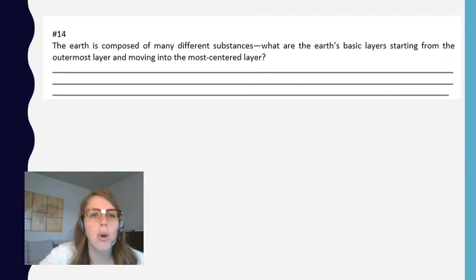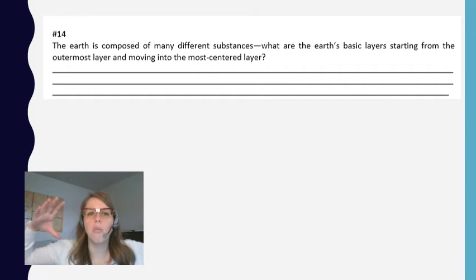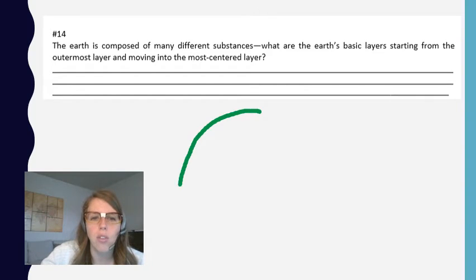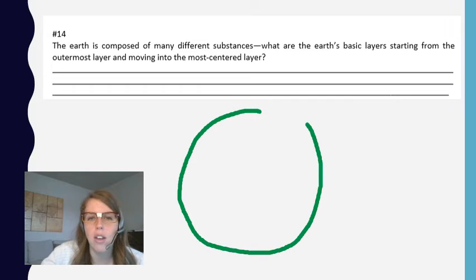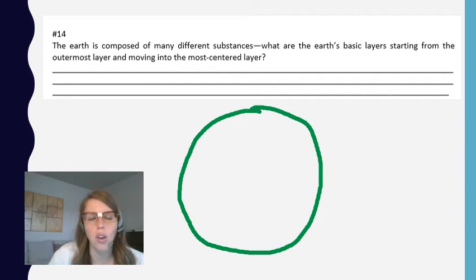So the Earth is composed of many substances. The question asks, what are the Earth's basic layers, starting from the outermost layer and moving to the most centered layer? So I'm going to try my best to draw some circles here, and I'm sure it won't be gorgeous, but let's bear with me. So let's start with the outermost layer of the Earth. Do you guys know what it is? You can write it, or you can draw it.